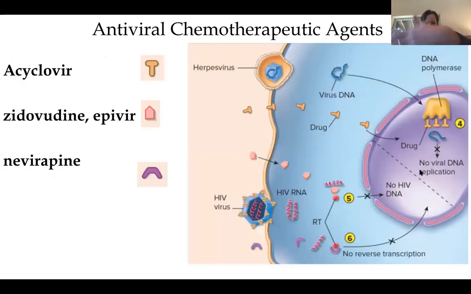And then here's a diagram for these and shows what they do. So acyclovir enters the cell, it goes into the nucleus, and then it binds to the polymerase. So you can't get replication of the genome of this virus. In this case, the Epivir is going in and binding to the reverse transcriptase, and so you don't get any reverse transcription into the positive sense strand.